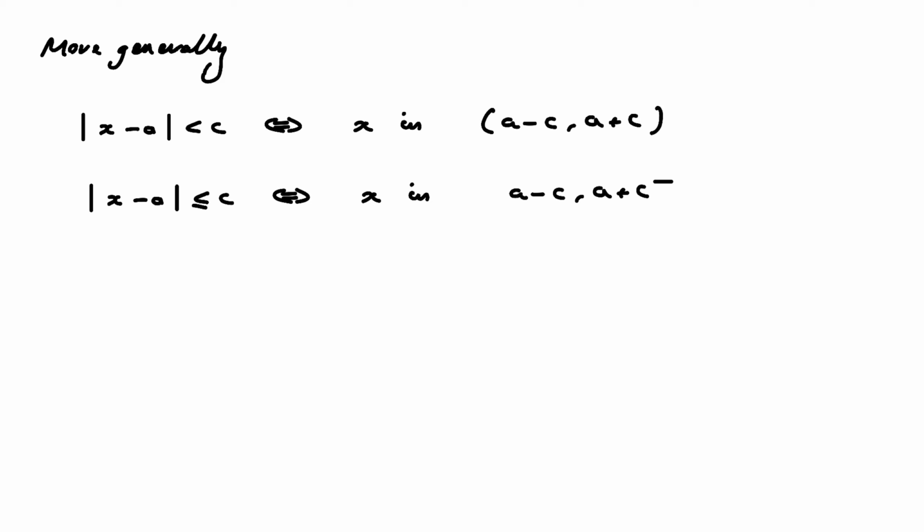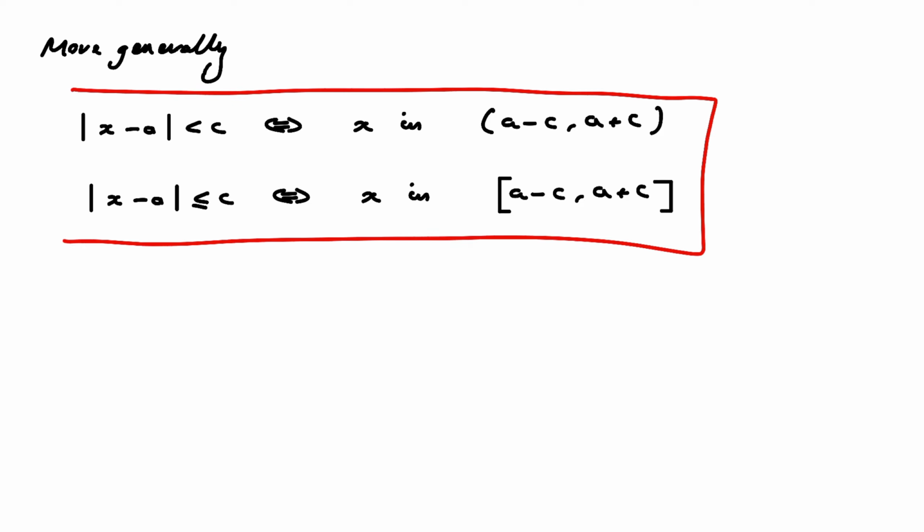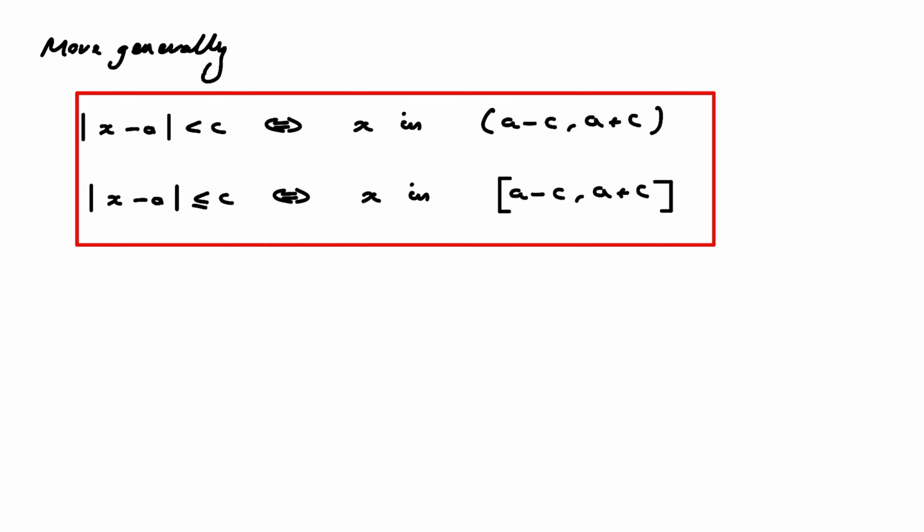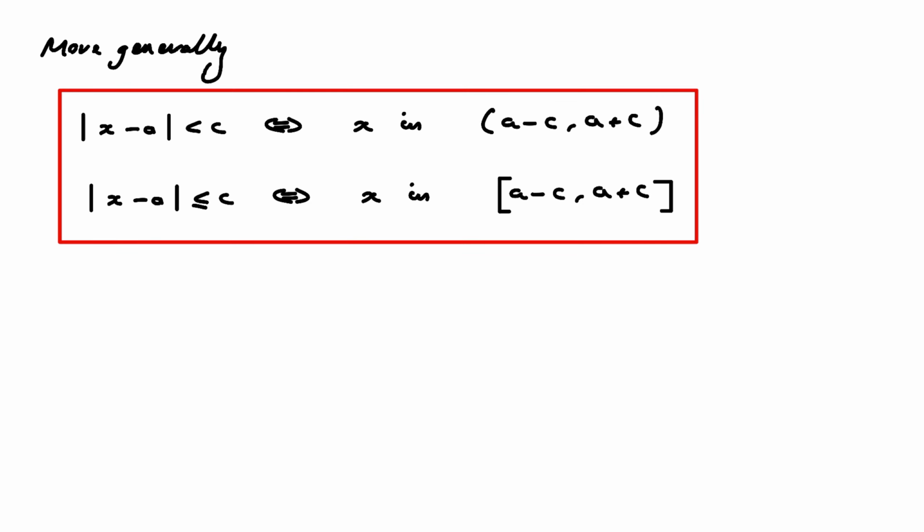Very, very important. Something that will turn up in the early stages of calculus and beyond. It's important to be able to describe being close to points in the number line. It's a very, very critical thing. Now I should maybe just say, of course, c here has to be positive, right? You can't have c negative because the absolute value is always positive.